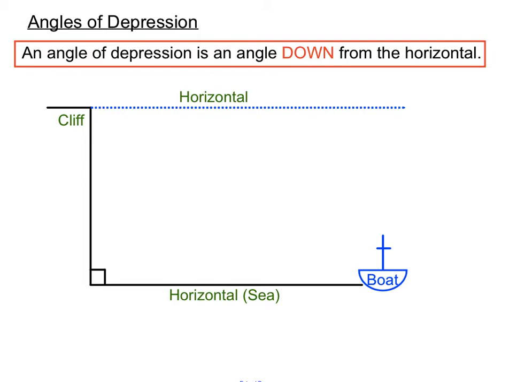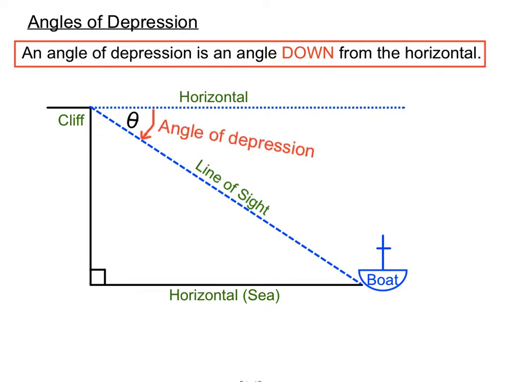Now we could have a pretend horizontal line out from the top of the cliff. And we could have an angle describing our line of sight from the top of the cliff down to the boat. And it would be that angle up there with the red arrow that indicates our angle of depression this time, because that's down from that top horizontal.